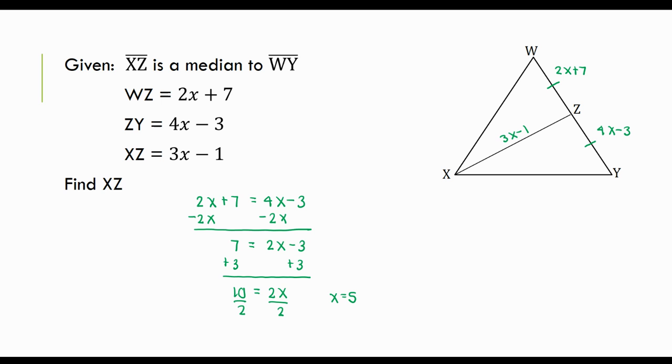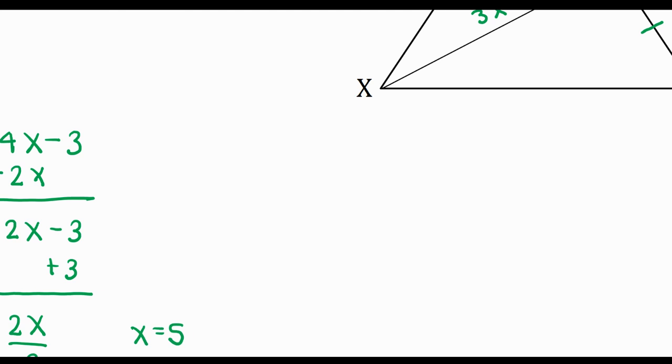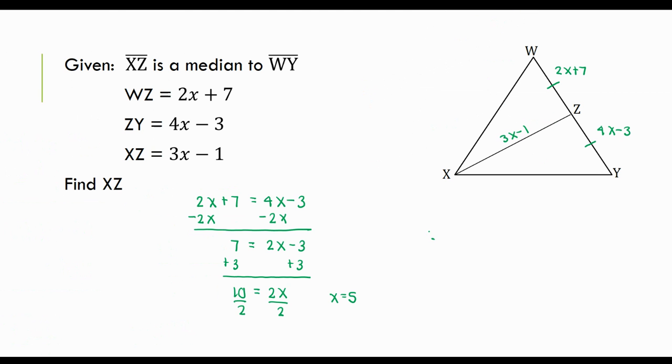Now remember, that's not my final answer. I didn't ask for x. I asked for the segment length of the median XZ. Segment XZ is 3x minus 1. So 3 times 5 minus 1 gives us 15 minus 1. So it looks like 14 is going to be that length.